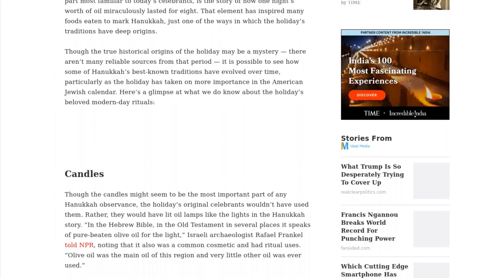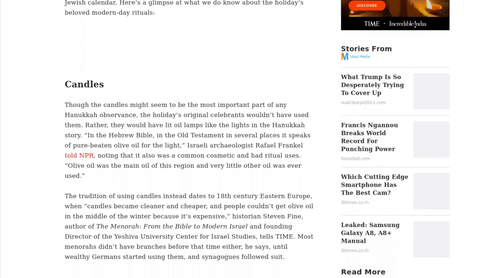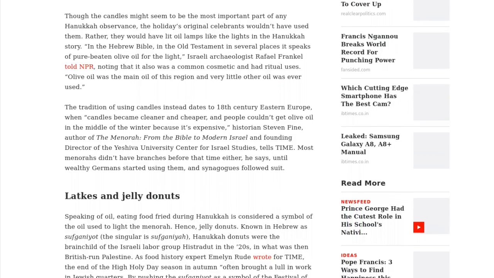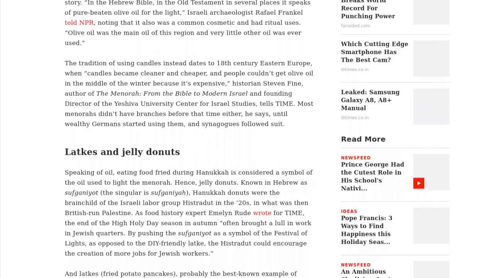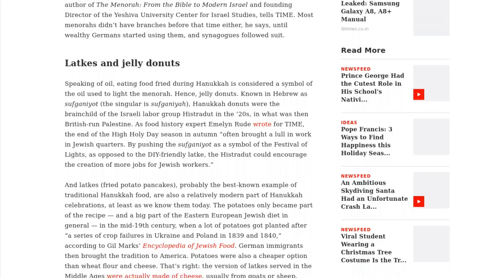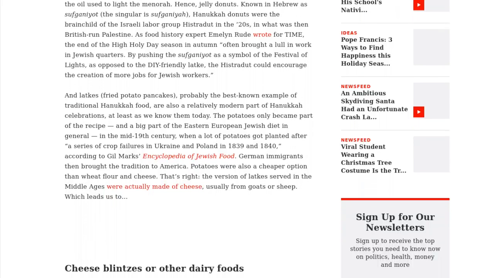One part of the miracle, perhaps the part most familiar to today's celebrants, is the story of how one night's worth of oil miraculously lasted for 8. That element has inspired many foods eaten to mark Hanukkah. Just one of the ways in which the holiday's traditions have deep origins.